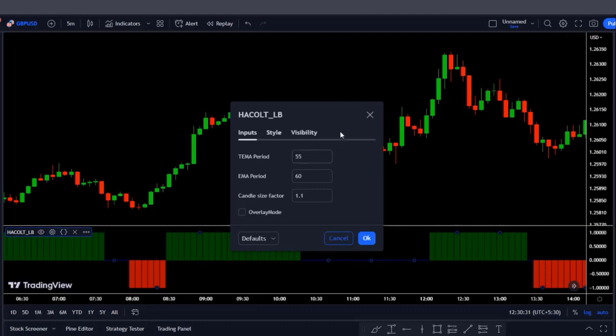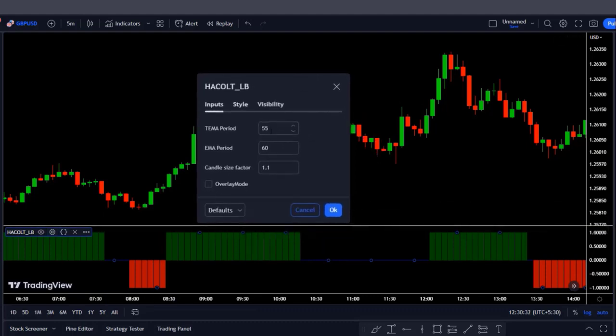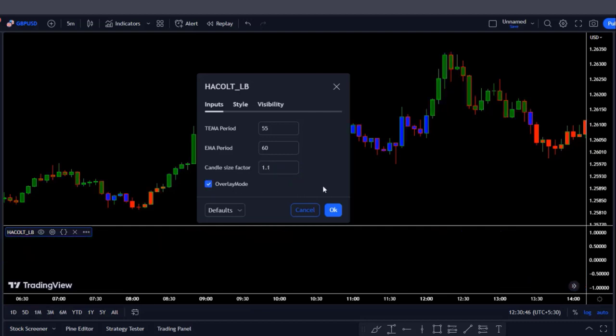In the indicator's settings, we find a few customization options. We can change the TEMA and EMA length, which will affect the indicator's sensitivity. Signals are more frequent when the number is smaller. The candle size factor can also be adjusted. This affects how smooth the indicator is. Finally, we can enable the overlay mode, which transforms the indicator from the oscillator to colored candles.